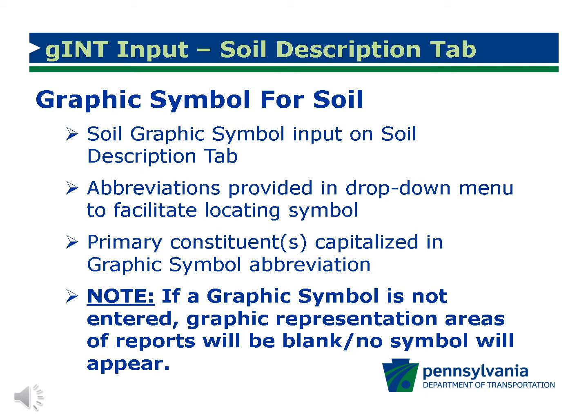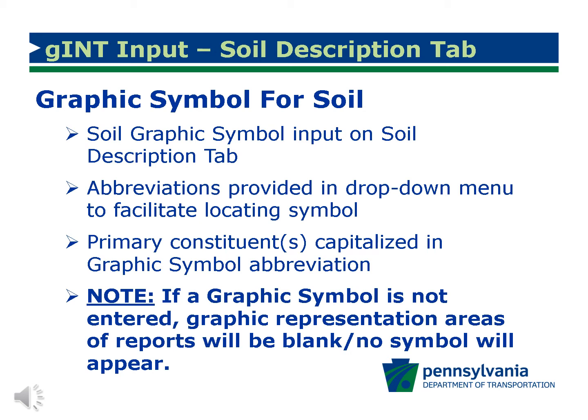The graphic symbols for soils that appear on the output reports for various logs and fences are entered on the Soil Description tab. Note that in the drop-down menu for the graphic symbols, the abbreviations for the graphic symbols precede the names. This was done to aid in locating the correct symbol. The primary soil constituents are capitalized in the graphic symbol abbreviations.